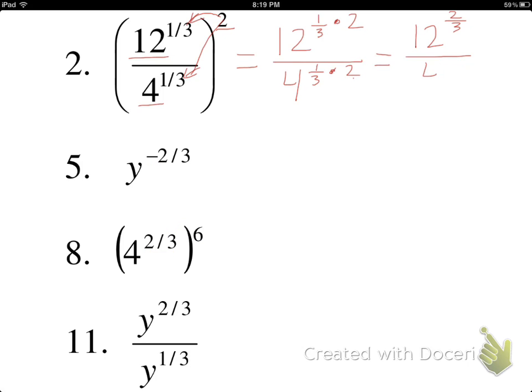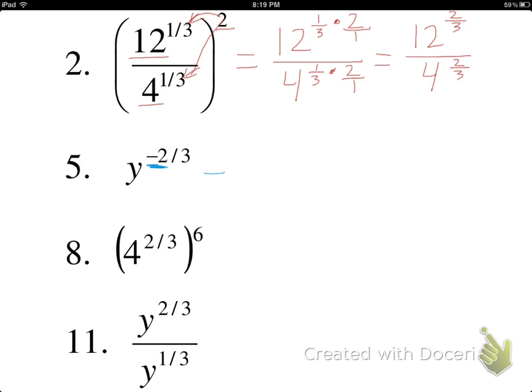Okay. So we took the 2 right here, we distributed it to both of those. We multiplied the 1/3 by 2 on both the top and the bottom. So that gives us 12 to the 2/3 over 4 to the 2/3. Okay. And if you want to see that out longhand, you can put the 2 over 1 and multiply the tops. 1 times 2 is 2, and 3 times 1 is 3.